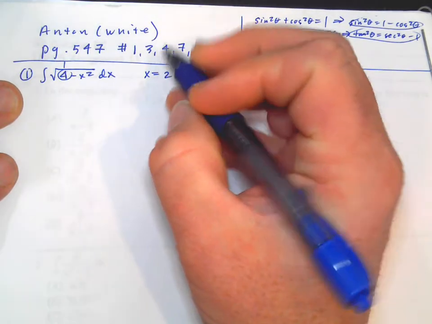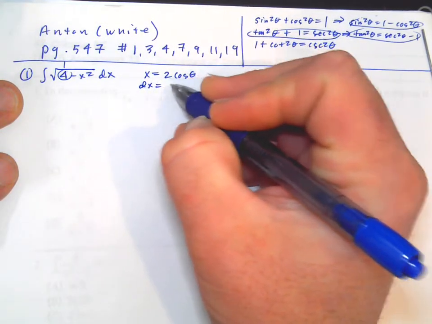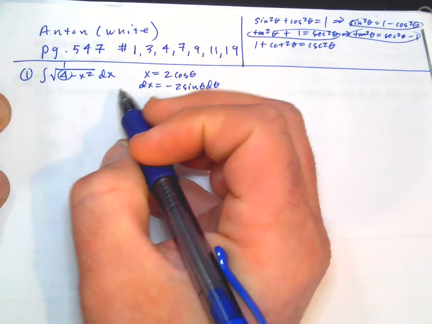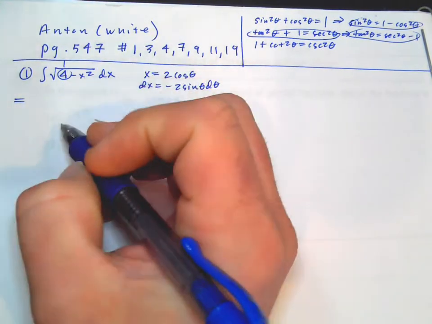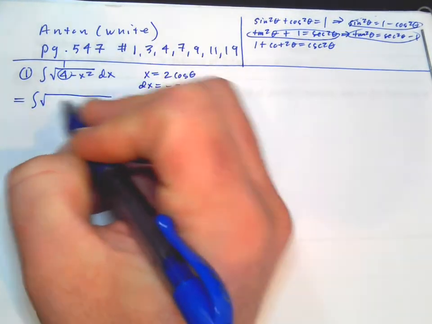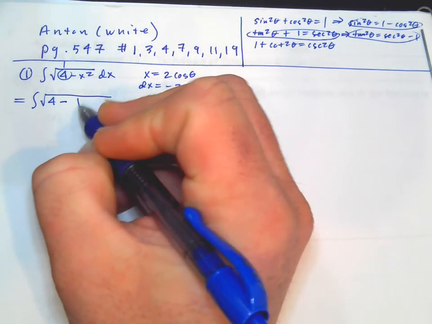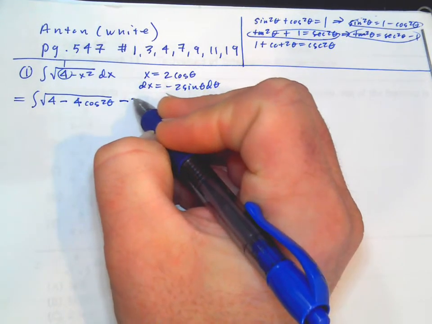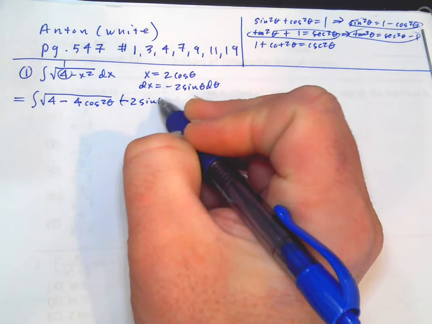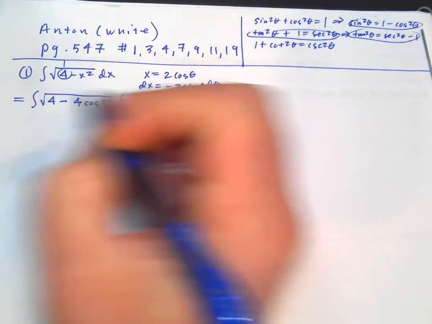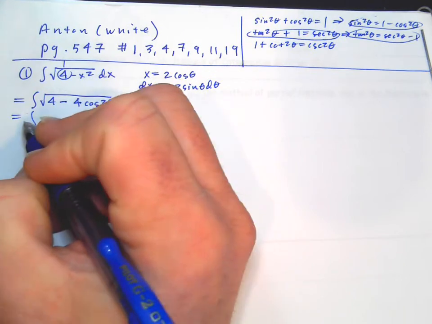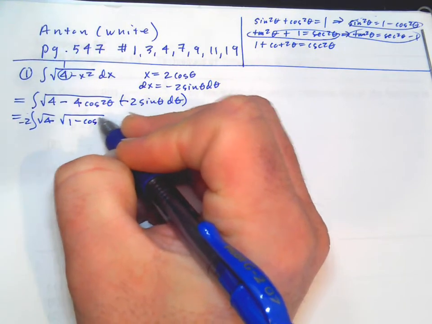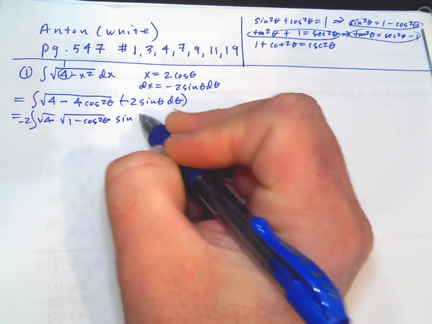So then dx is negative 2 sine theta d theta. And so then we would rewrite this as the integral of square root of 4 minus 4 cosine squared theta, and then dx is going to get replaced by negative 2 sine theta d theta. We can take the square root of 4 out. We could put this negative 2 out in front. Square root of 4 comes out. 1 minus cosine squared theta. And we still have a sine theta d theta.